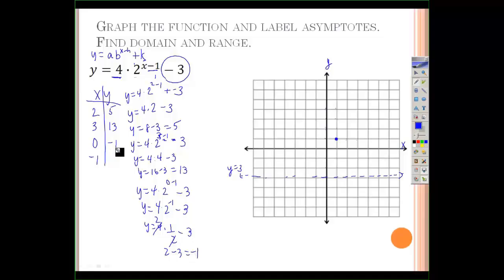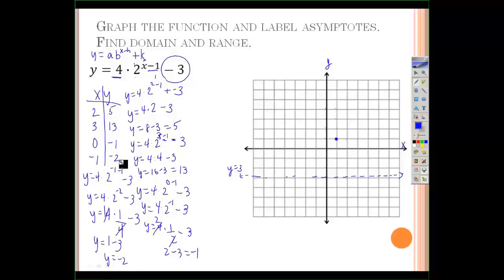And I'll just make some room over here underneath. Okay, I'll do the last one. Y equals 4 times 2 to the -1 minus 1, minus 3. Y equals 4 times 2 to the -2 minus 3. Okay, remember those negative exponents move the value to the bottom. 1 over 2 squared, which is 4. 2 squared is 4. Minus 3. 1/4 of 4 is 1. So y equals 1 minus 3. Y equals -2.